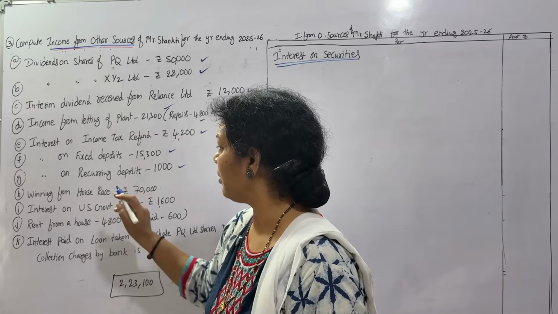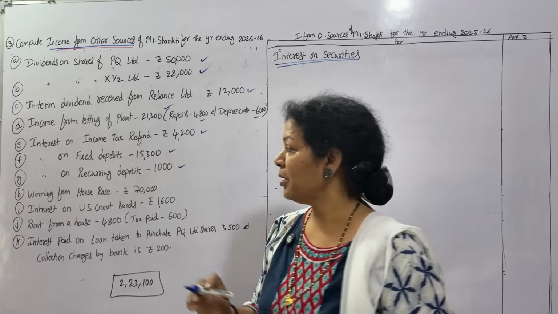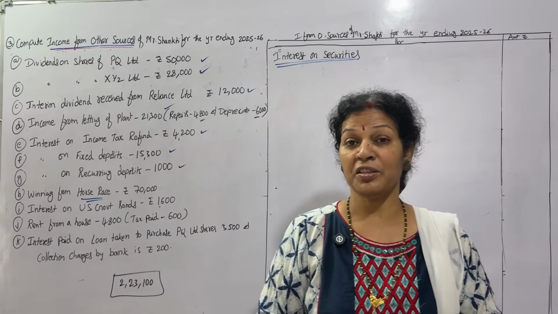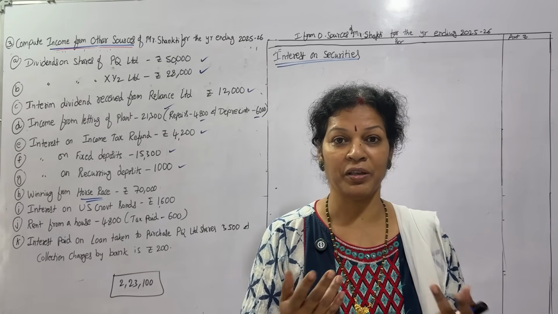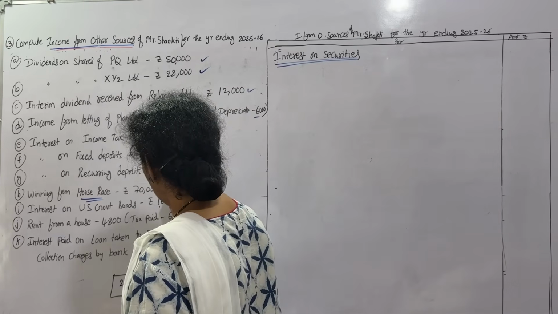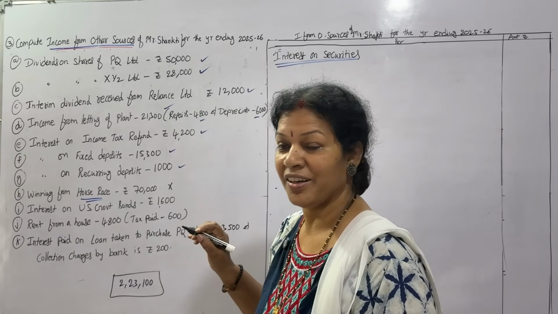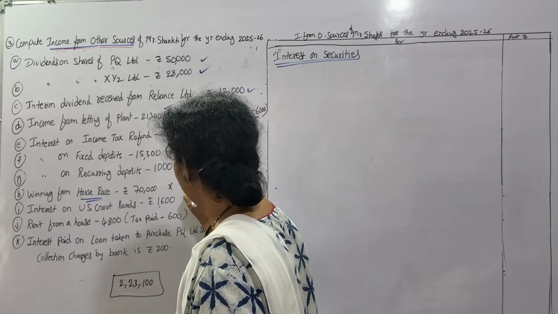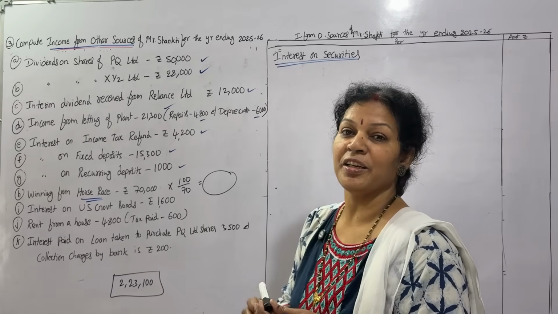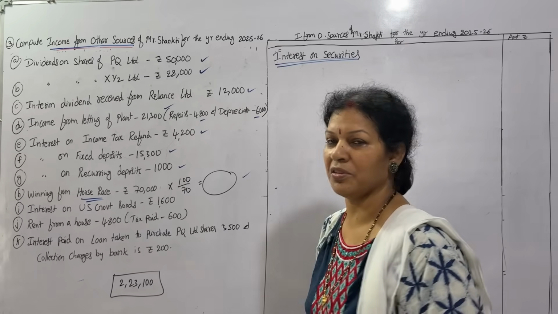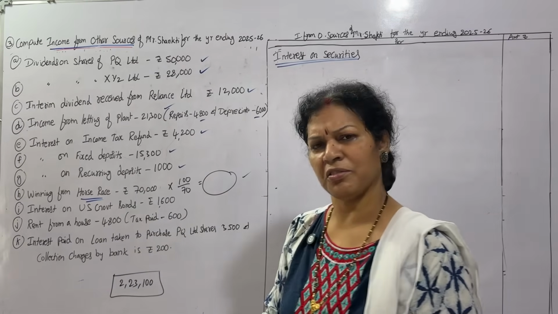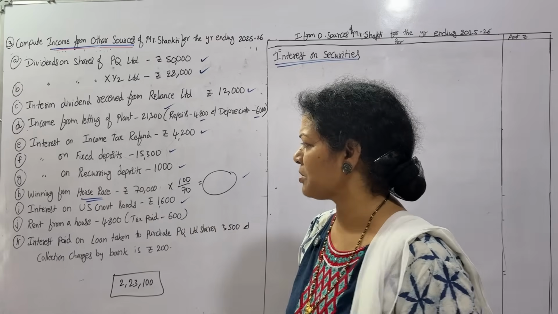Next, winnings from horse race. How much you got? Be careful. Horse race 70,000. For horse race, 5,000 exemption is there. More than 5,000, we'll be calculating the prize amount into 100 by 70. Whatever you get, this will be the income from other sources. We learned already. Next, interest on US government bonds. Of course, income from other sources.